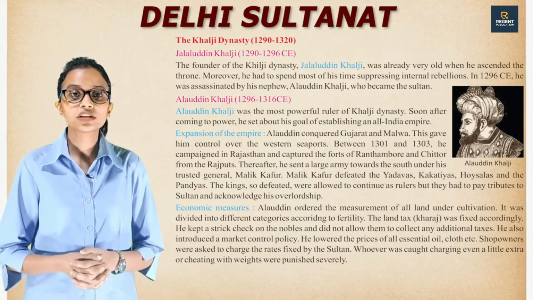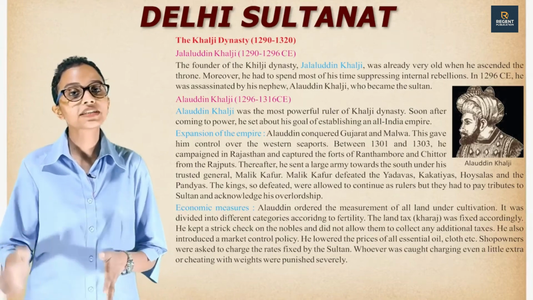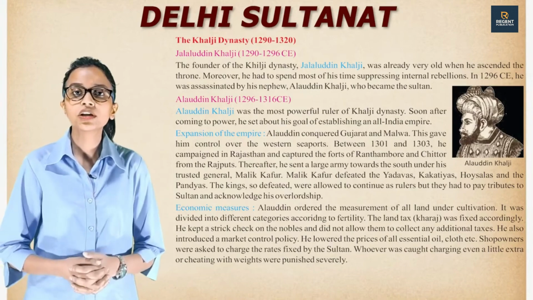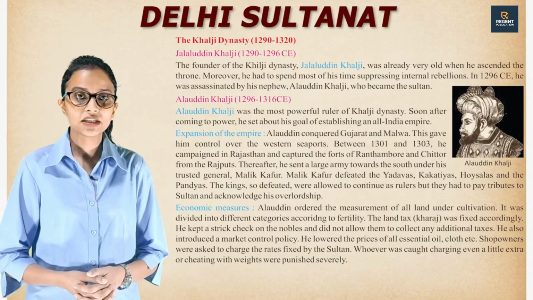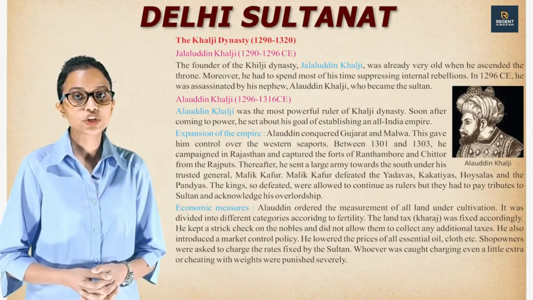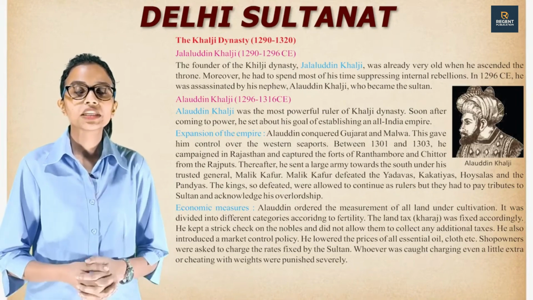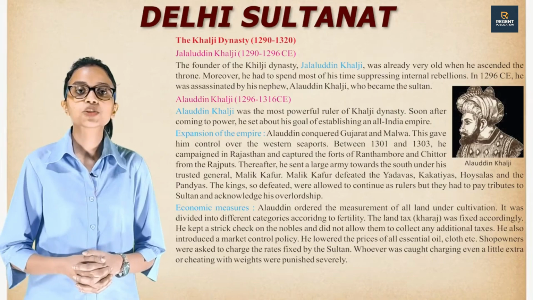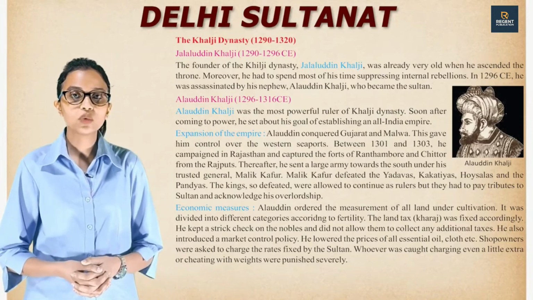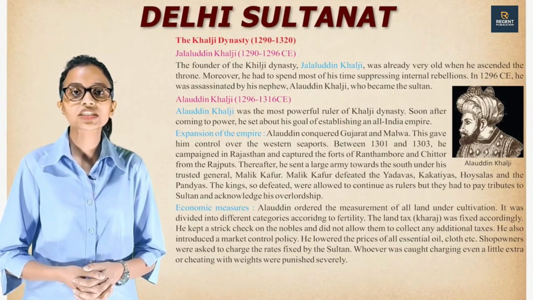Alauddin Khilji, 1296 to 1316 CE. Alauddin Khalji was the most powerful ruler of the Khalji dynasty. Soon after coming to power, he set about his goal of establishing an all India empire. Expansion of the empire. Alauddin conquered Gujarat and Malwa. This gave him control over the western seaports.